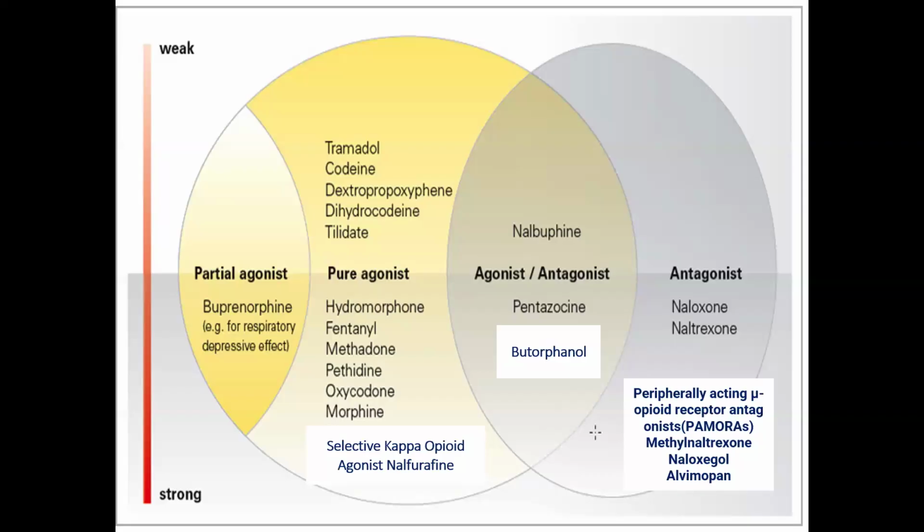Anyway, antagonists. We have naloxone. These are pure antagonists, naloxone and naltrexone. And then we have a group of drugs called the PAMORAs. You guys have to remember this. The peripherally acting mu opioid receptor antagonists, PAMORAs. These are pure antagonists, but they don't cross the blood-brain barrier, and thus they do not reverse the analgesia.